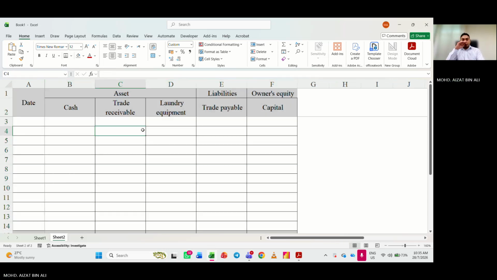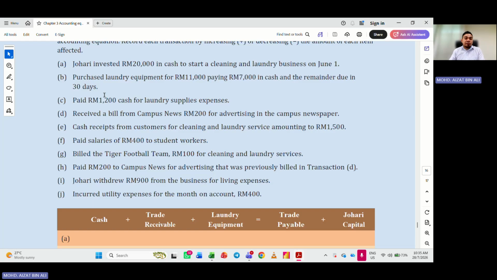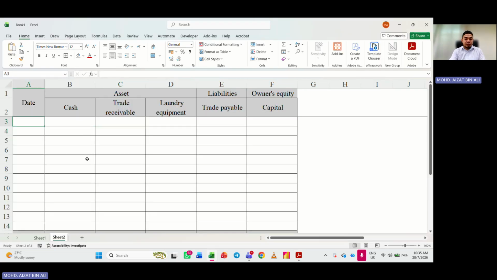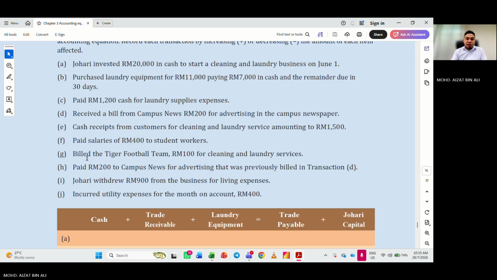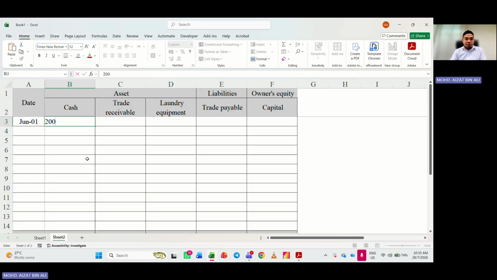Now let's look at the first transaction. Johari invested 20,000 ringgit in cash to start a cleaning and laundry business on June 1st. So June 1st, we've got an increase in cash of 20,000 ringgit. And at the same time, as mentioned earlier, whenever the owner of the business brings assets into the business, it will be considered as capital. So capital 20,000 ringgit.